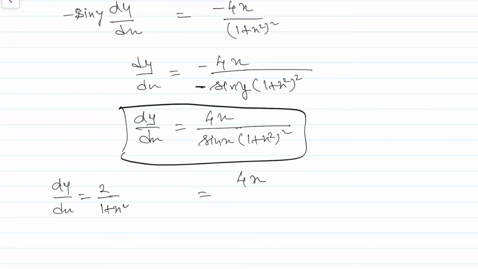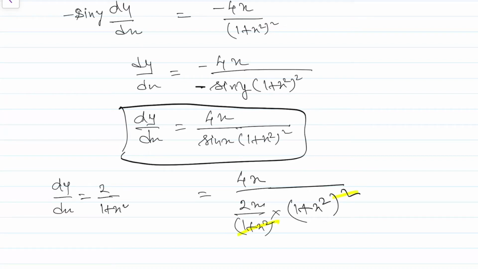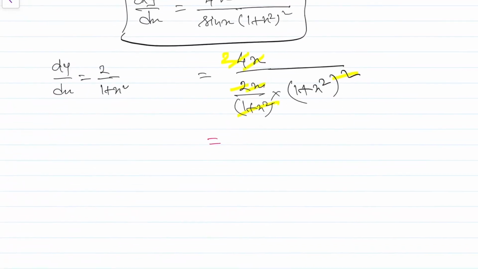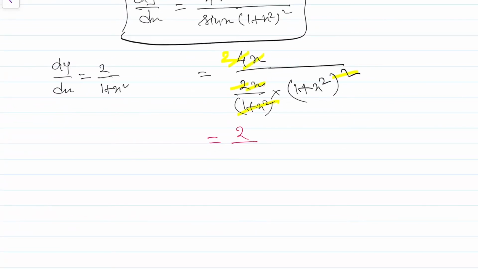So using this value here, 4x divided by 2x upon 1 plus x square, we can simplify and get the answer given in the textbook, into 1 plus x square whole square. So this will cancel this, and this 2 will cancel 4, 2 times 2 is 4. Our final answer will be the same as given in the textbook, 2 upon 1 plus x square.